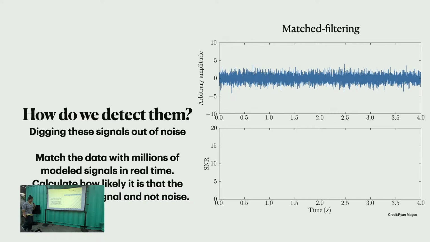I have two questions, if that's all right. My first question is, you were saying the amplitude is usually the size of a proton. Is there a theoretical maximum to the size of the amplitude? So the amplitude depends on how massive the bodies are that are merging and how far they are from each other. These are just some of the things that go into that.